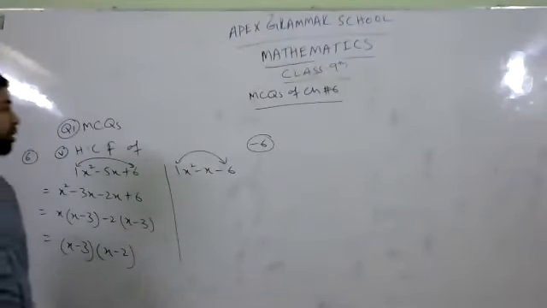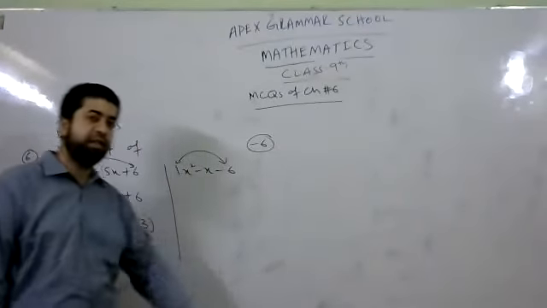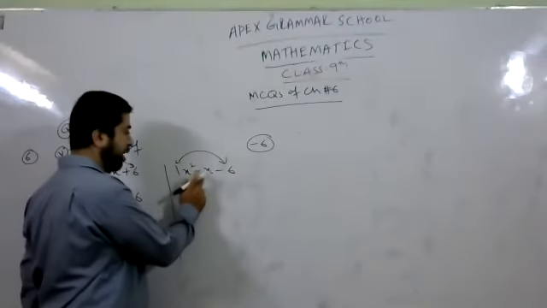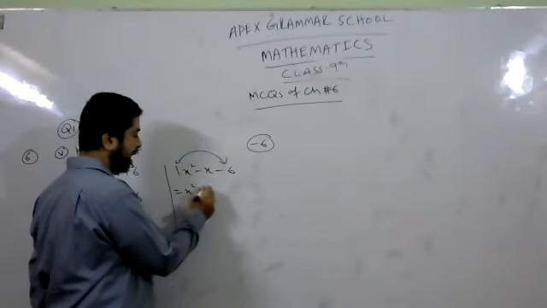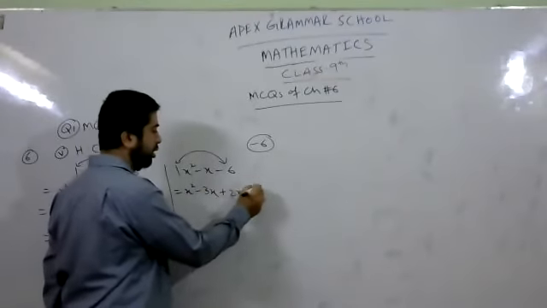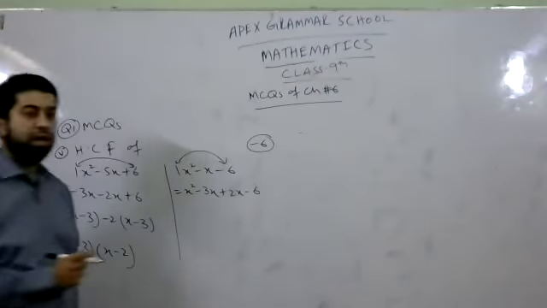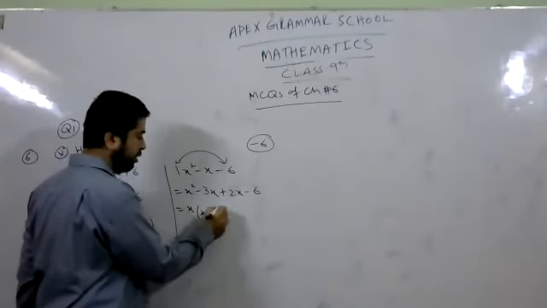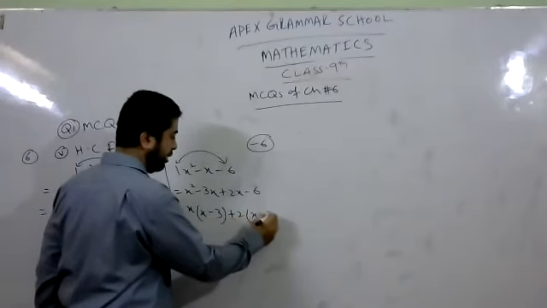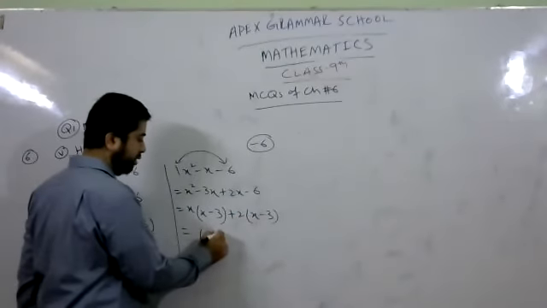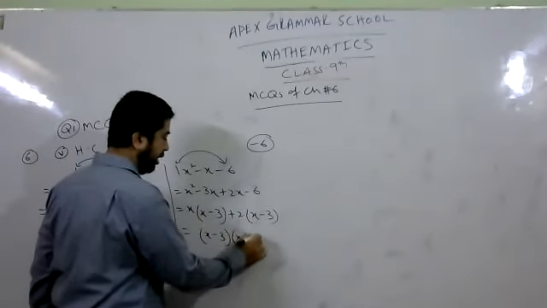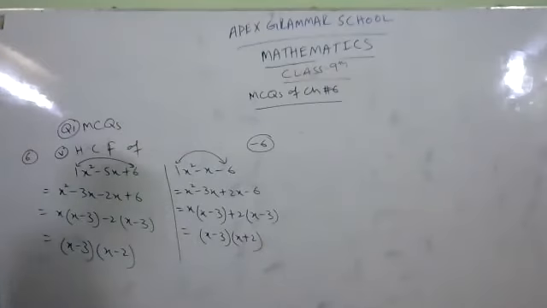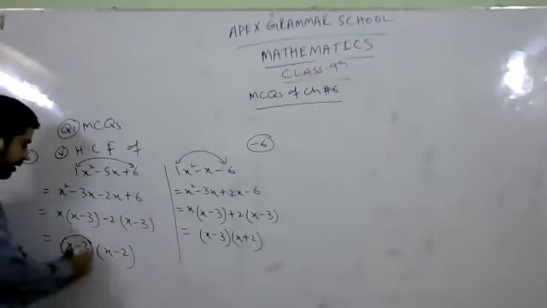We need a pair of numbers whose product is minus 6 and whose sum is minus 1. So x square minus 3x plus 2x minus 6. Now what is common here? x is common, so x into (x minus 3), and then plus 2 is common again: (x minus 3) and (x plus 2). Okay, so the common factor is x minus 3.